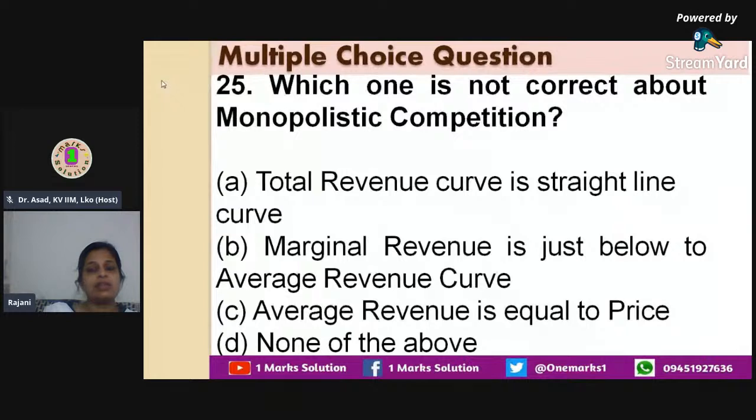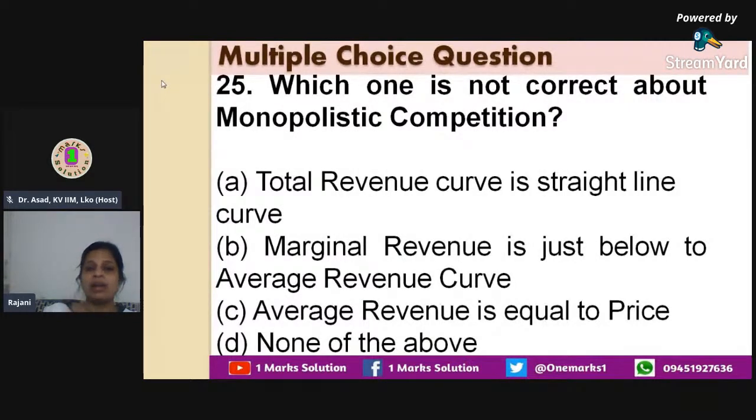Total revenue curve is a straight line curve, or marginal revenue is just below the average revenue curve. That is correct only, because here, because of elasticity, the marginal revenue is always below the average revenue curve. And because of control over the market, average revenue is equal to price. That is also correct, and none of the above.